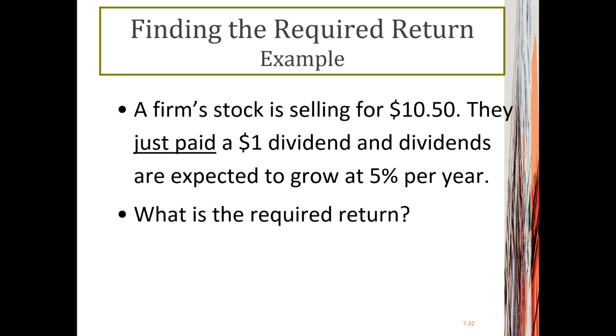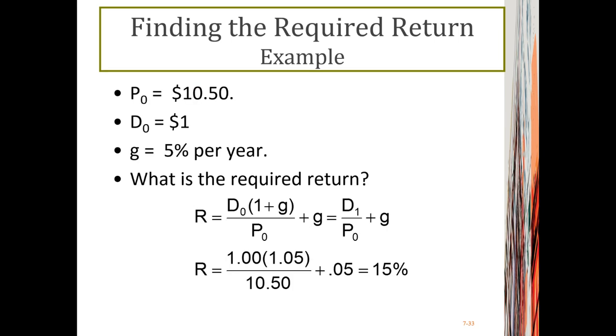Now, a firm's stock is selling for $10.50, and they just paid a $1 dividend, and the dividends are expected to grow at 5% every year. What is the required return? Then we can apply the previous equation. Required rate of return equals D1 divided by P0 plus G.